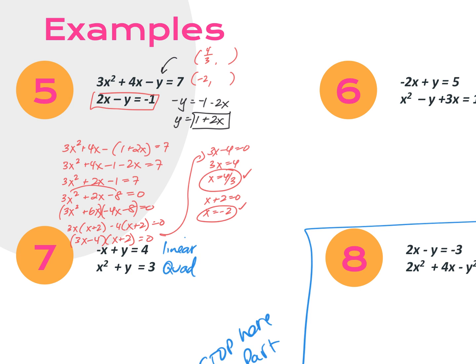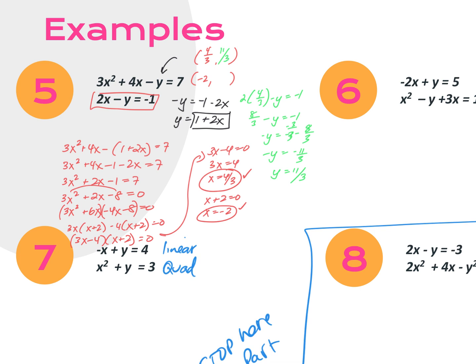So to check it, I'm going to do 2 times 4/3 minus y equals -1. So I'll get 8/3 minus y equals -1. Negative y equals -1 minus 8/3. So we could make this -3/3, so it's going to be -11/3. So y equals 11/3. So there's the second part of that one.